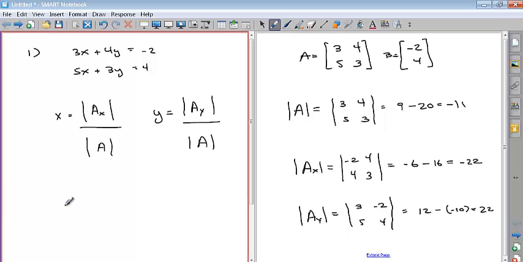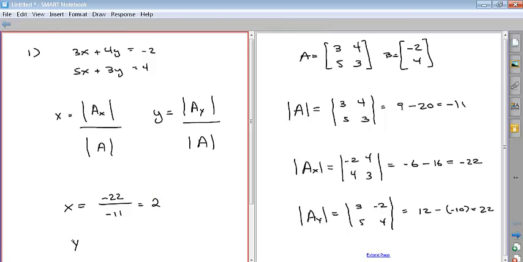And if we come over here, then we can solve it. A sub x is negative 22, A is negative 11, therefore x that satisfies these 2 equations is 2, and y is equal to A sub y, which is 22, divided by A, which is negative 11, which gives me negative 2.